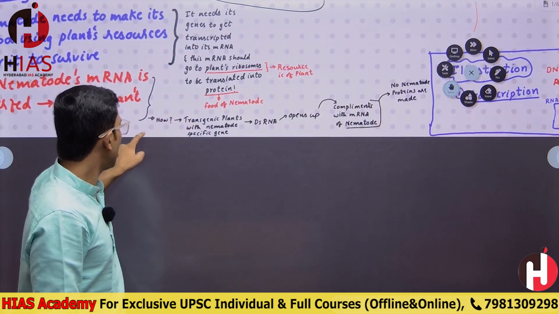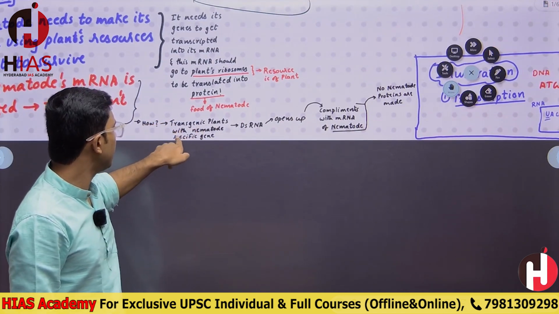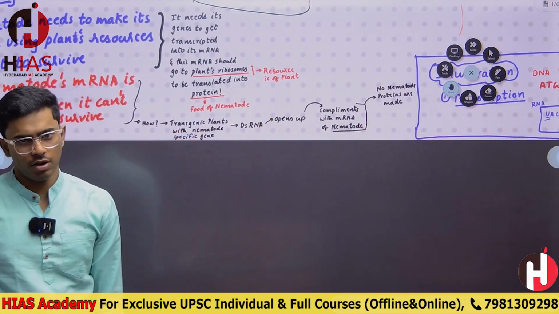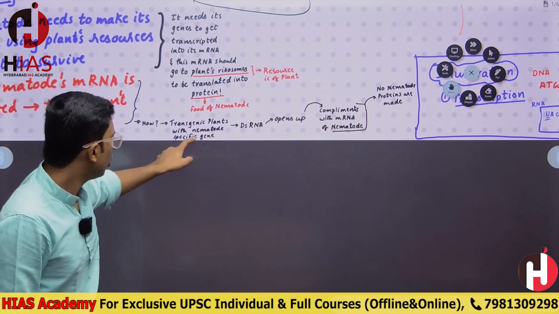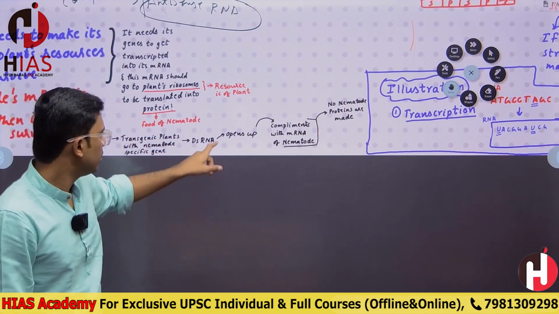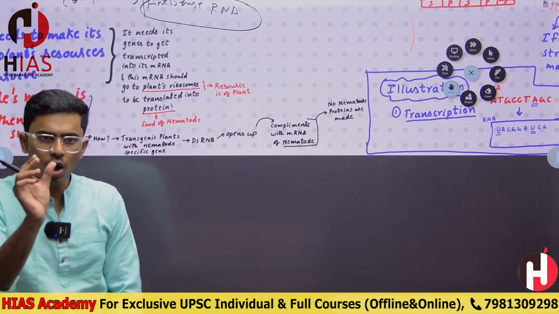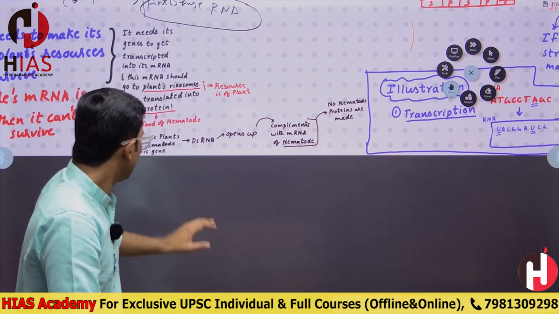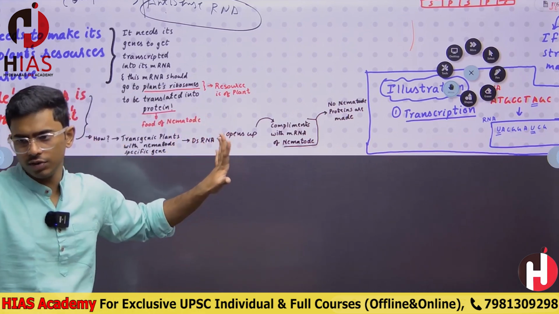Now, how do we do it? A transgenic plant is made with a nematode-specific gene. You have the nematode-specific gene. Now, this will make your dsRNA. dsRNA is double stranded RNA. And so there is a small change here. I want you to focus here.